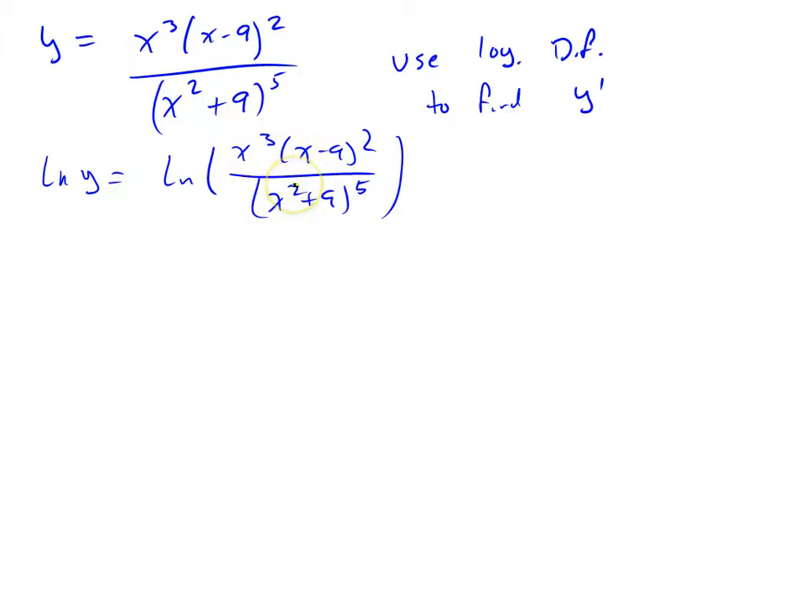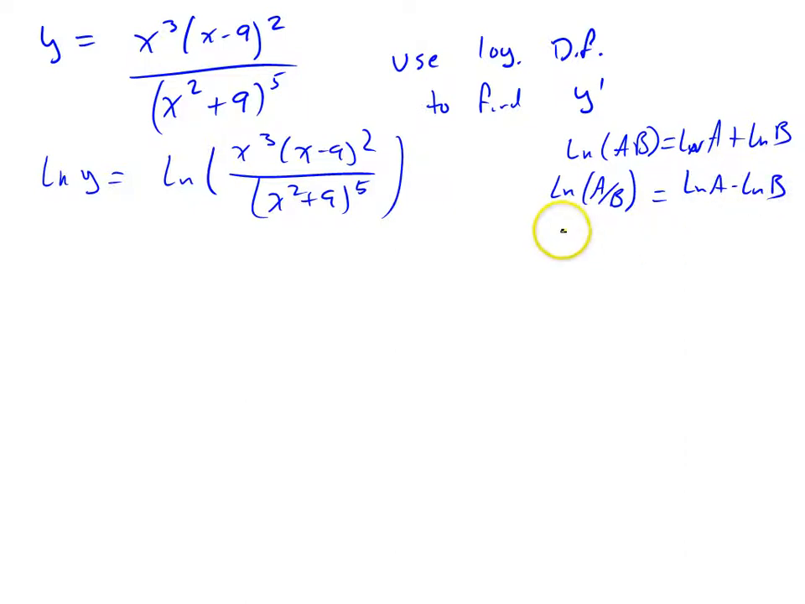up nicely. I'm going to use three properties of the log. The natural log of a times b is the natural log of a plus the natural log of b. I'm going to use that the natural log of a divided by b is the natural log of a minus the natural log of b, and likewise the natural log of a to the n is n times the natural log of a. Each one of these things is a property of exponents that's just turned around.